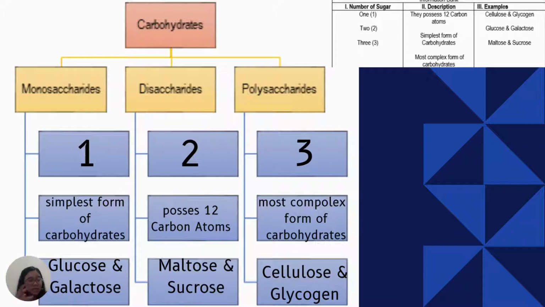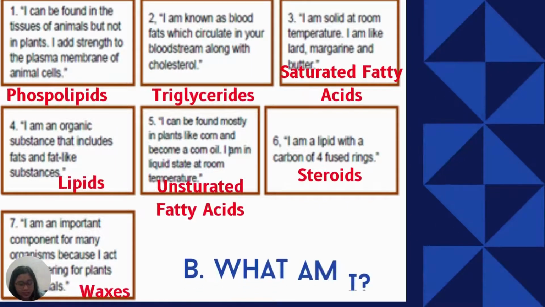Examples of monosaccharides are glucose and galactose. For disaccharides, we have maltose and sucrose. And for the third one, we have cellulose and glycogen. So if that is your answer, very good, guys. And then, okay, for part B of the activity, the riddles.